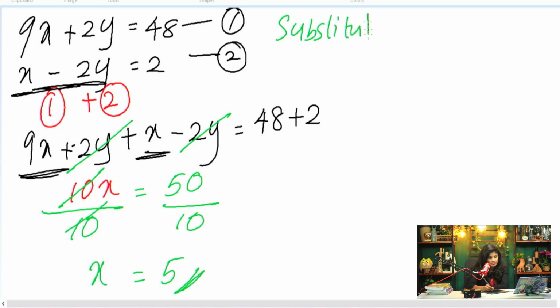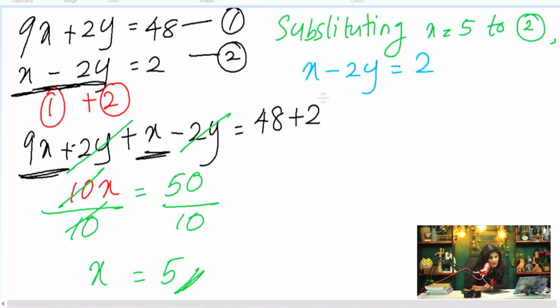Substituting x equal 5 to equation number 2. I will write equation number 2 here: x minus 2y equal to. So the value of x is 5. I will write it here: 5. Shall I use another color? 5 minus 2y equal to.